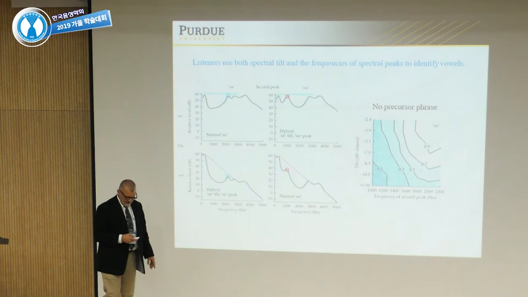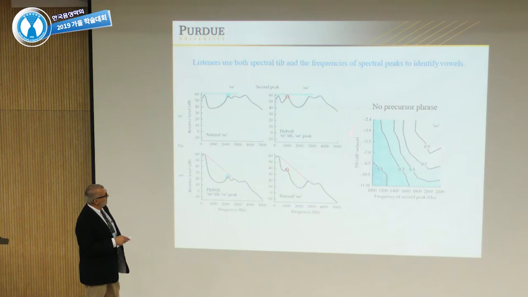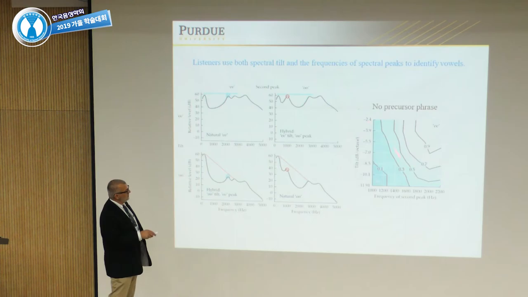So we made a fully crossed set of stimuli that vary both in what's the frequency of this second peak and what is this overall spectral tilt? Is it shallow and E-like, or is it falling off a lot, like a U? Is the second formant low like it is in U, or is the second formant high? And you see that listeners pretty much divide that space in a pretty sensible way using both tilt and F2.